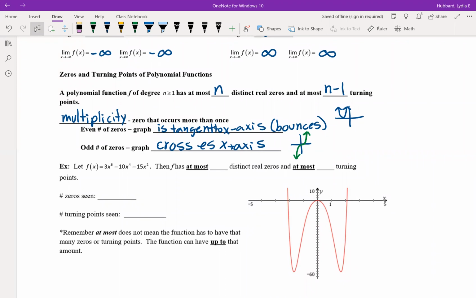Okay, so if we have this function, f of x, n is the highest degree. So the highest degree here is 6. So for this function, it has at most 6 distinct real zeros, and it would have at most 6 minus 1, so 5 turning points.